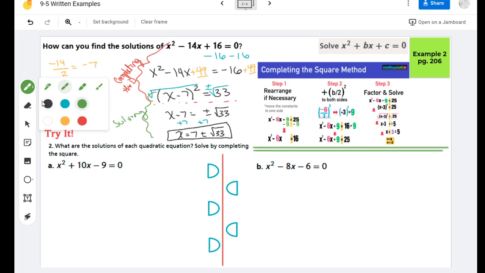So let's go ahead and try this now together. All right, so first, get your x's alone. So I'm going to add 9 to each side. So I have x squared plus 10x equals 9. And then I need to add onto each side of the equation the value that'll make that a perfect square trinomial. So I take my b value and divide it by 2, and then I square that.